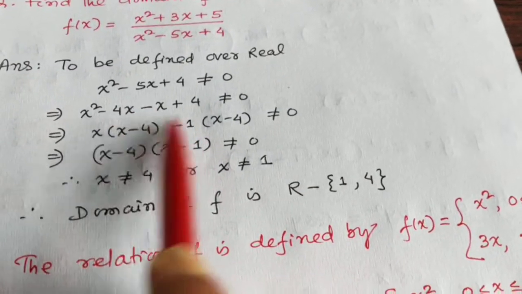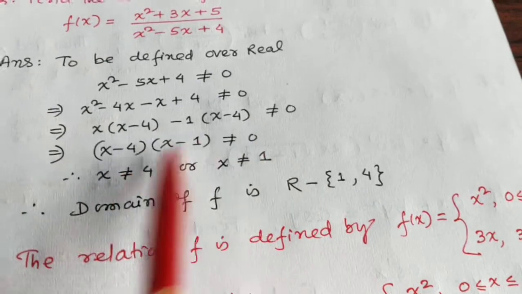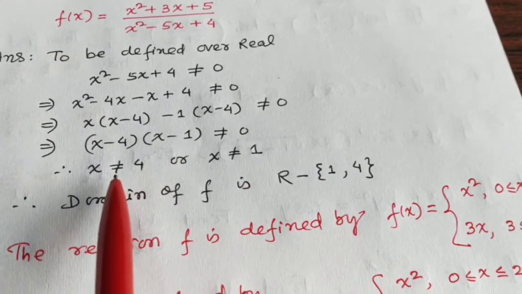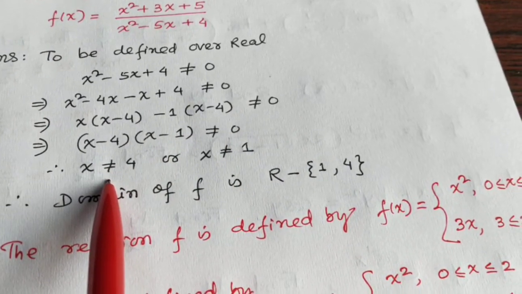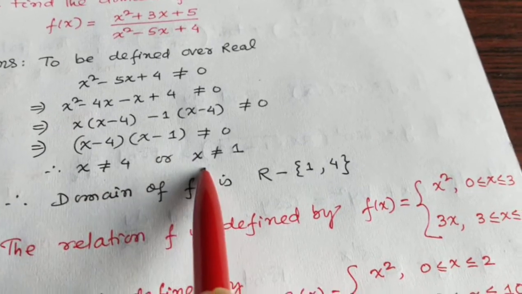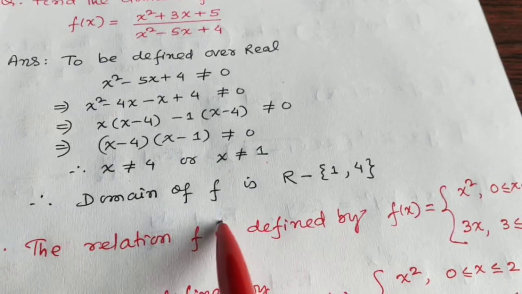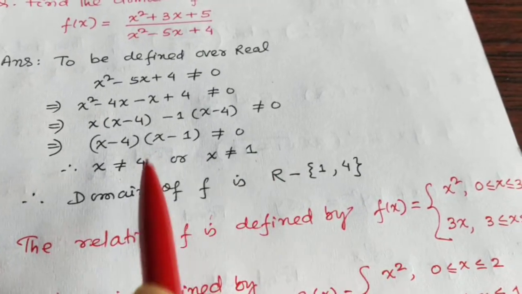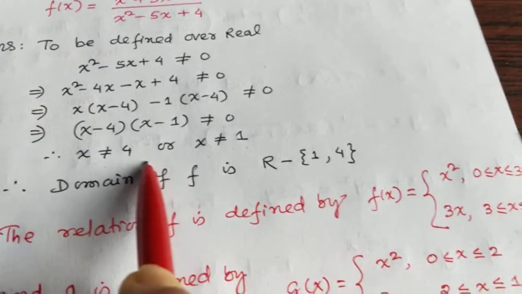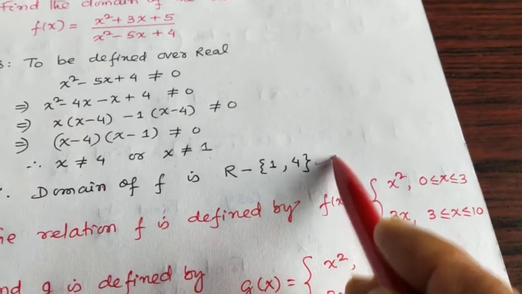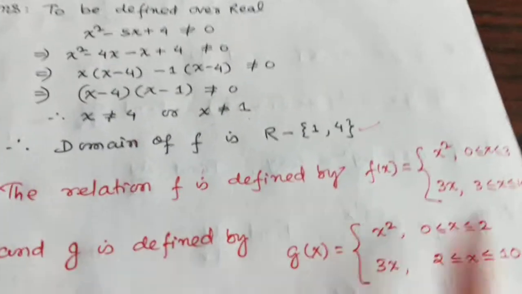Therefore, let us go for splitting the middle term, and we are getting this not equal to 0. So x minus 4 should not be equal to 0, x must not be equal to 1. Okay. So domain of f will be set of all real numbers except 1 and 4. Except 1 and 4. This is the way of attempting this kind of questions.